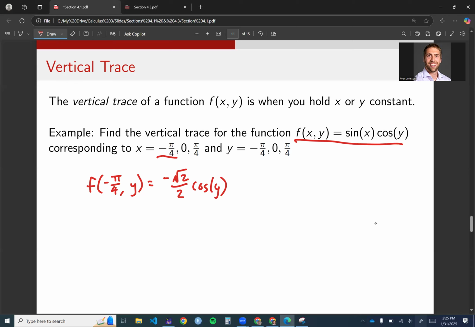What about when f of 0, y? What's that guy going to be?